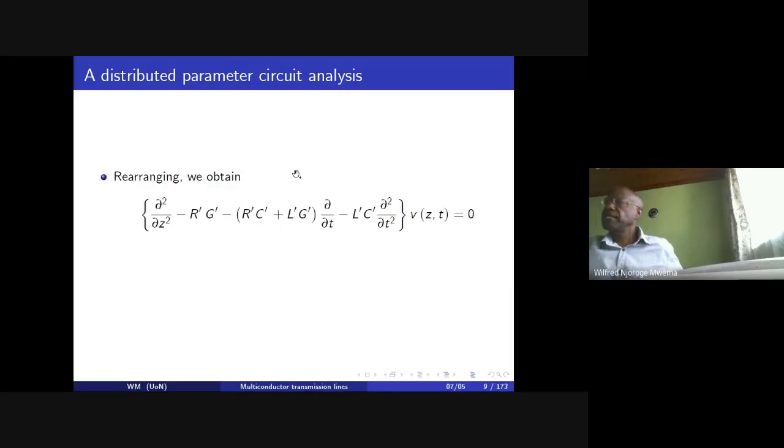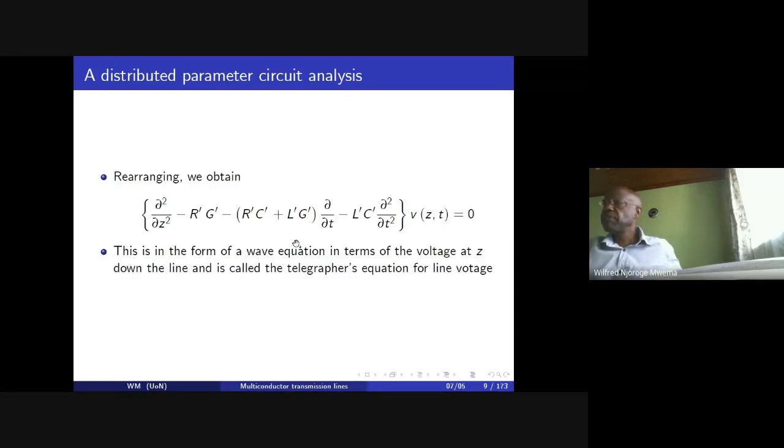So if we rearrange this, we obtain the following: we can put all these under the same kind of operator and multiply that one by V(z,t) equal to 0. And this is in the form of a wave equation, in terms of the voltage at the point z down the line, and will be called the telegrapher's equation for the line voltage. This is exactly the same form that you have found in your third year formulation.